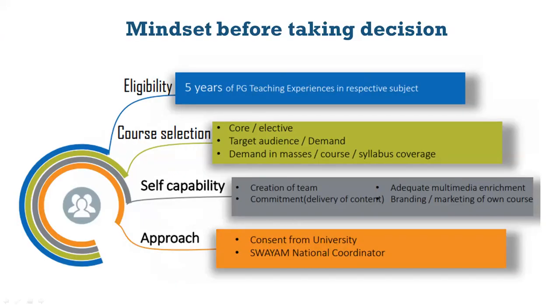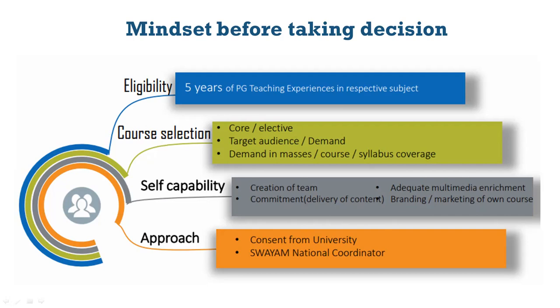Then as teachers, we should have some kind of mindset before making the decision. In the earlier case, as soon as 2017, they started introducing massive open online courses. They gave an eligibility weightage of 10 years of PG teaching experience. Then we also wrote many complaints and grievances, and finally they came out with a change.